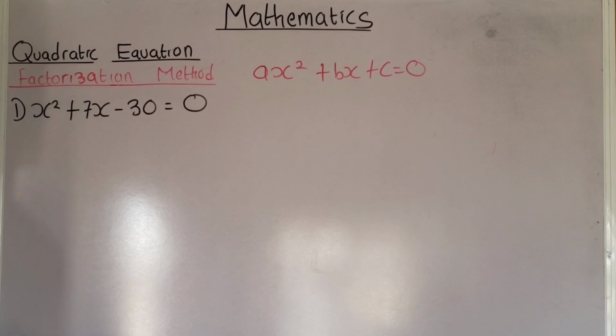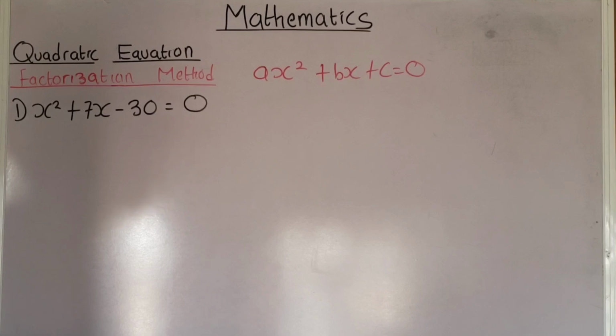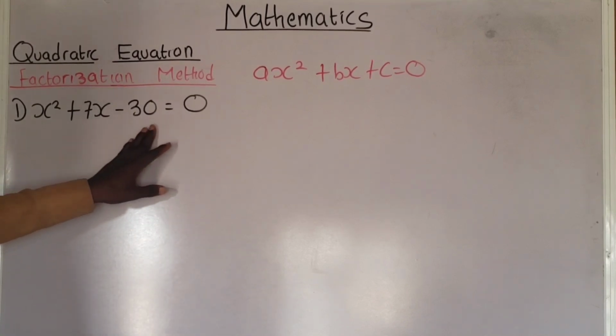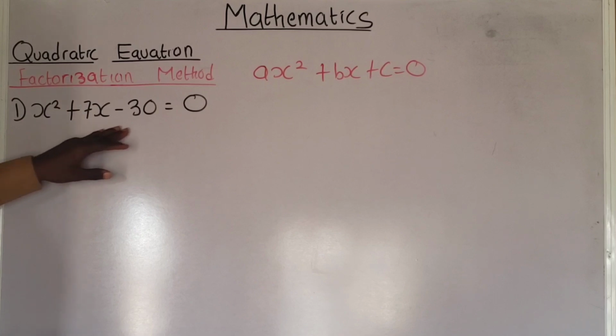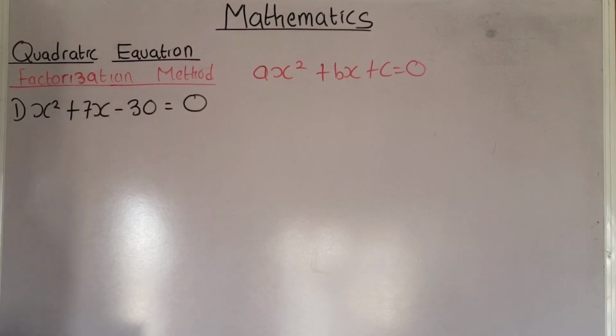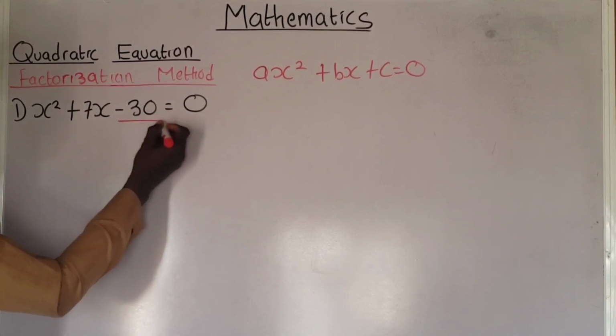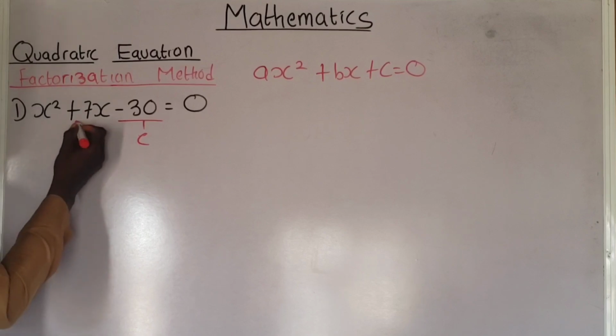So all we have to do is think of two numbers such that the product of the two numbers will be equal to the constant term in the quadratic equation. The constant term is c, and c in this quadratic equation is negative 30. This is c, and this is b.